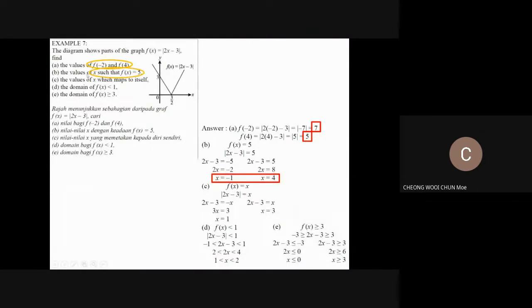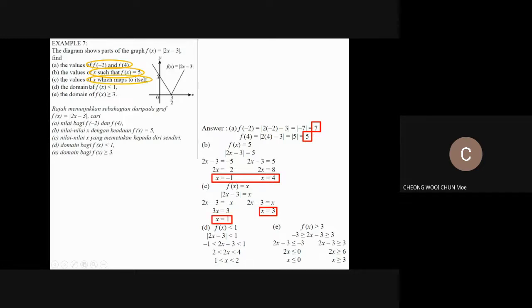Okay, so we want to find x where the image is 5, so modulus 2x minus 3 equals 5. There are two answers, because it's modulus: one is negative 5 and one is positive 5. When it's negative 5, the negative 3 brings over as plus 3. Negative 5 plus 3 is negative 2, divided by 2 gives negative 1. Now for positive 5, negative 3 brings over as plus 3. 5 plus 3 is 8, divided by 2 gives 4. So the answers are -1 and 4.